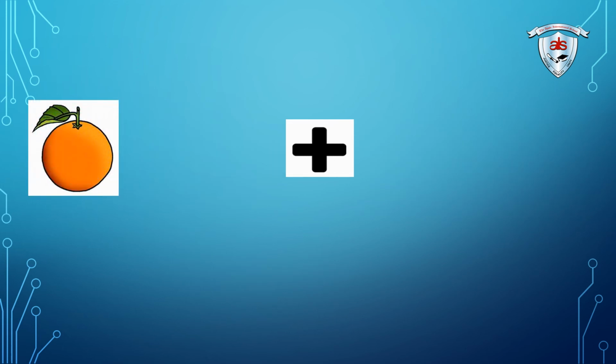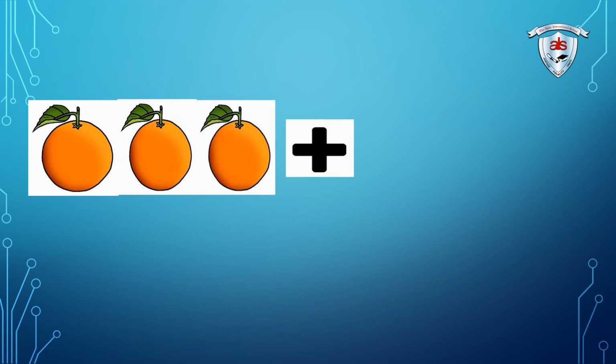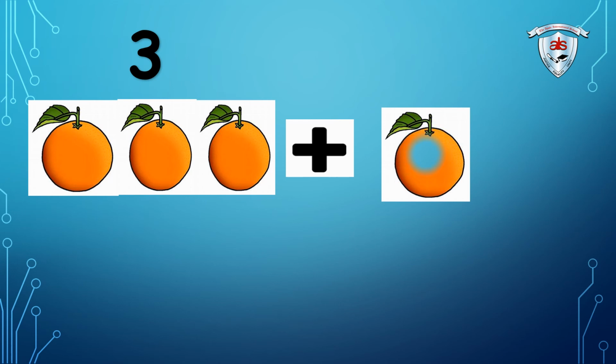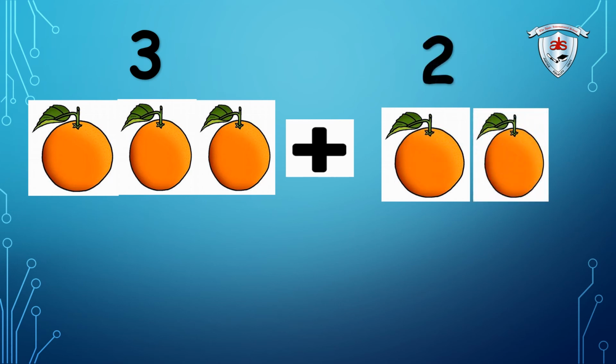Okay, so kids, we have an orange here. Let's find out how many oranges we have here. Two, three. So here we have three oranges in this group. And what about the another group? One, two. There are two oranges in another group.